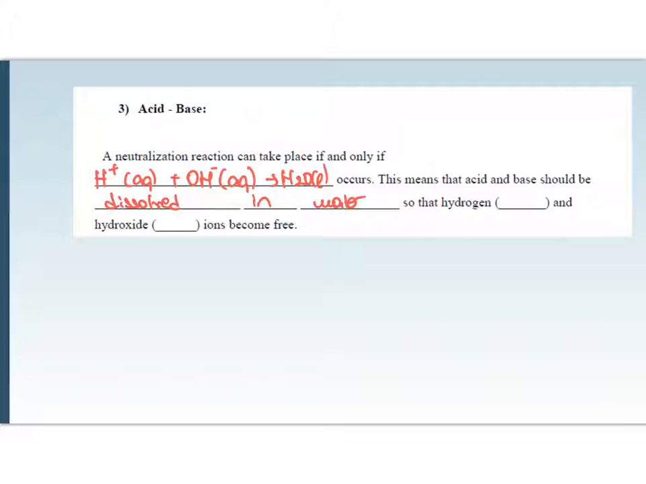So aqueous here means aqueous solution. Sometimes we write it as aq here. This means that they are dissolved in water. So this is really important. When they dissolve in water, hydrogen ion and hydroxide ion just become free and they combine to form a water molecule.